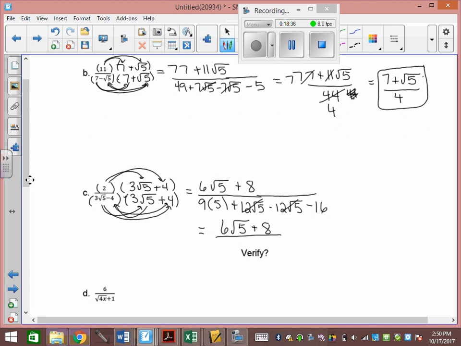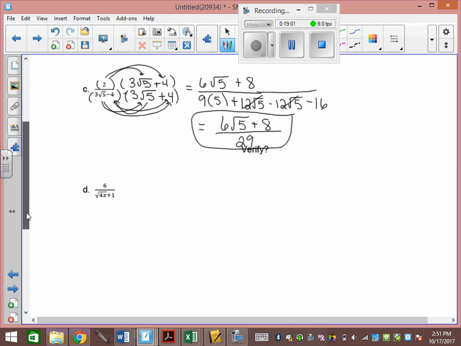What's 45 minus 16? 29? Can I take anything out of 6, 8, and 29? No. The people who do badly in this lesson are the people who believe the answer needs to be like 7 root 3. It ain't going to happen. It's going to be a few terms, and that's fine.